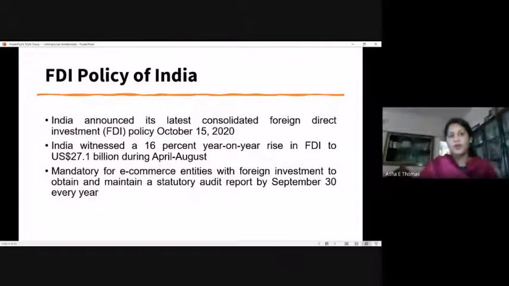Now, just a few glimpses of the recent FDI policy in India. Later, you will be preparing in detail about the present FDI policy. The latest consolidated foreign direct investment policy, even though there are revisions which have come after that, the major consolidation happened on October 15, 2020. And as per the report, India witnessed a 16% year-on-year rise in FDI to $27.1 billion during the April to August period of 2020. So that's the latest available record.